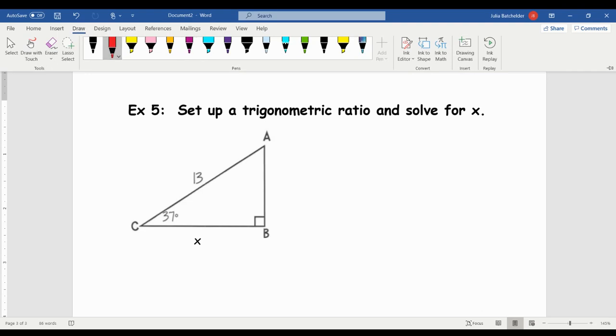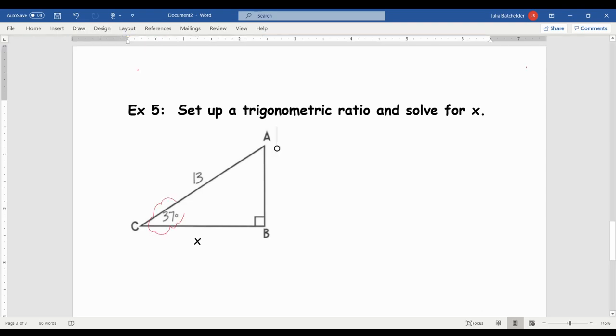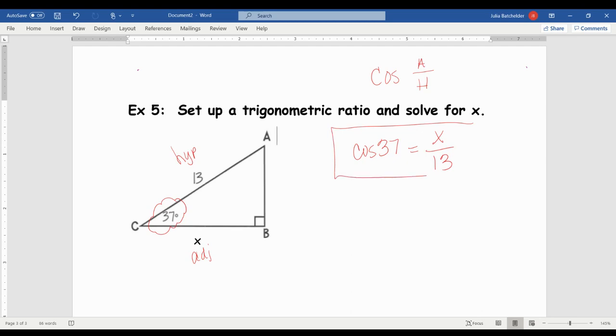So this time we are trying to find x, and we're given C. So 13 is our hypotenuse, and we are not given the opposite side. We want to find the adjacent side. And so we would have cosine of 37, because we know cosine is adjacent over hypotenuse. That's going to be x over 13. And there is my nice trigonometric ratio.